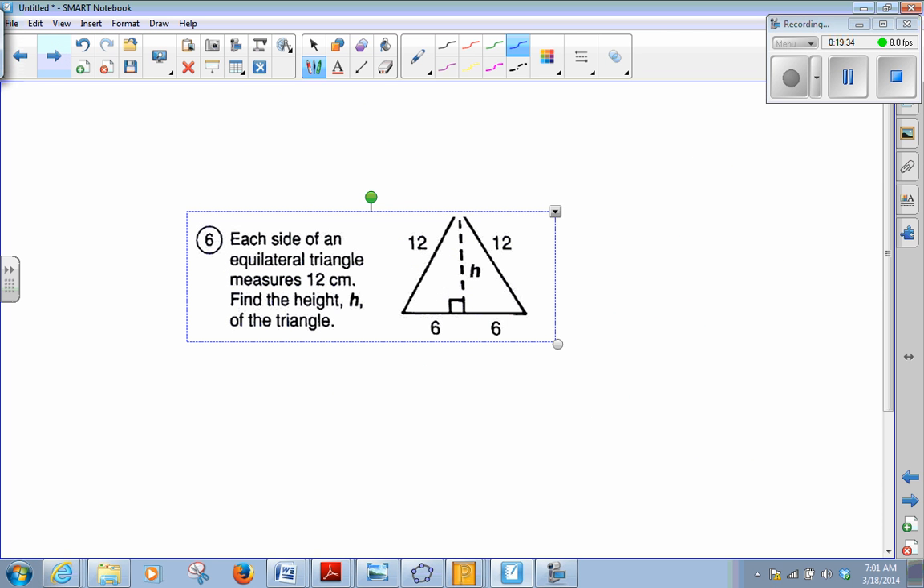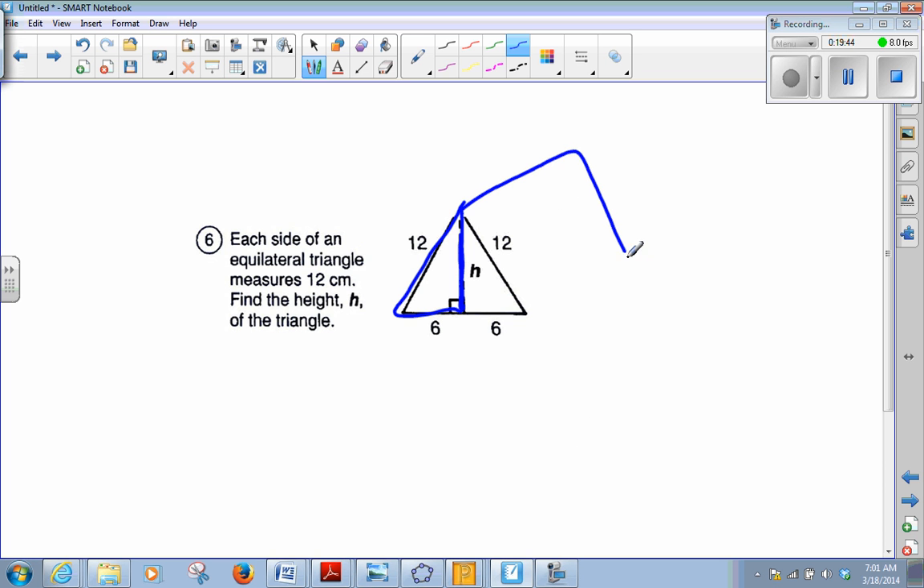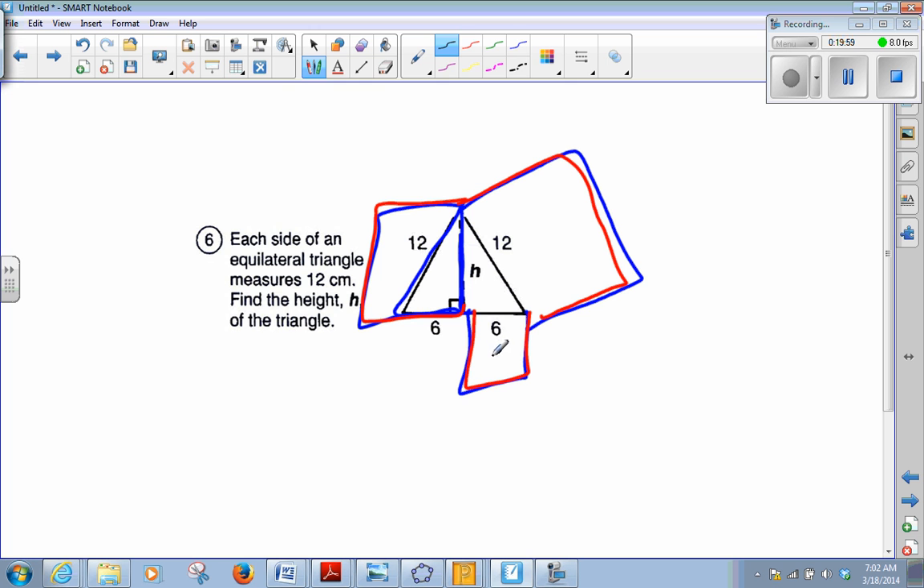Number 6, each side of an equilateral triangle measures 12 centimeters. Find the height. So look, if we cut this triangle in half, we've really got, again, an imaginary right triangle. So we've got a problem where it gives us the hypotenuse and one leg. We've got to figure out the other leg. Actually, I want to make this a different color so it stands out. So I am going to just call this a squared. So a squared is going to be 36.